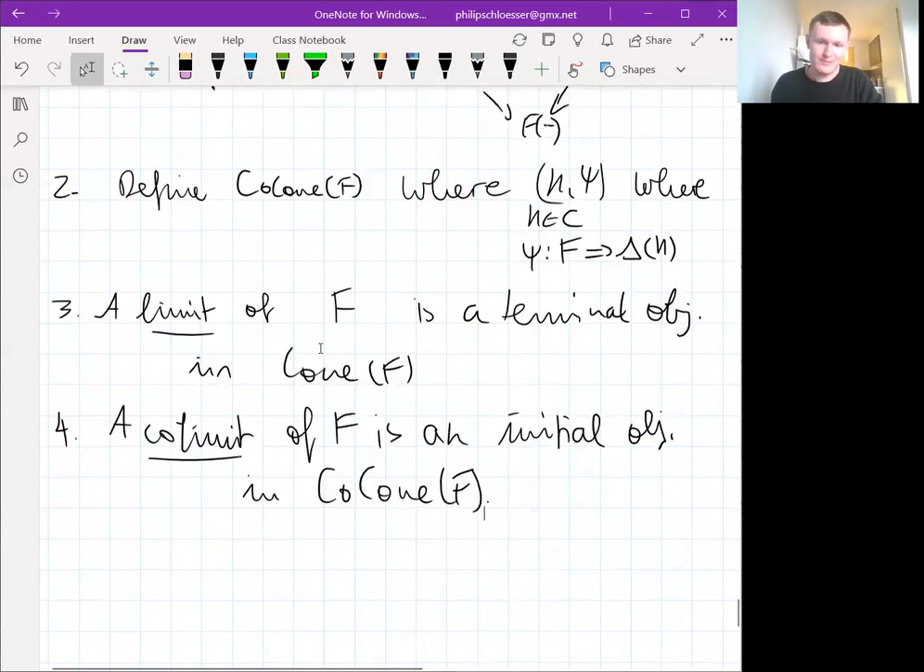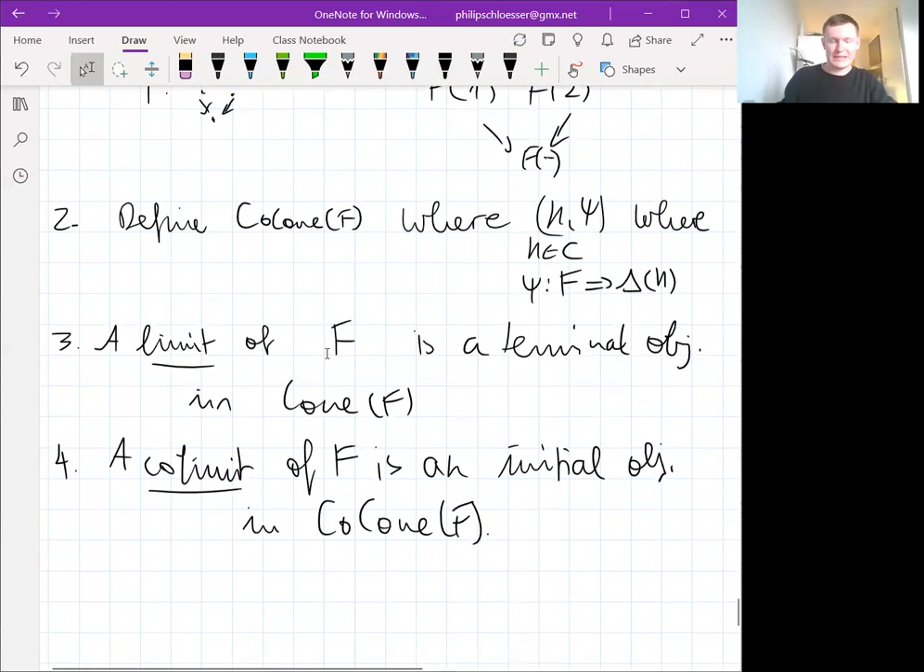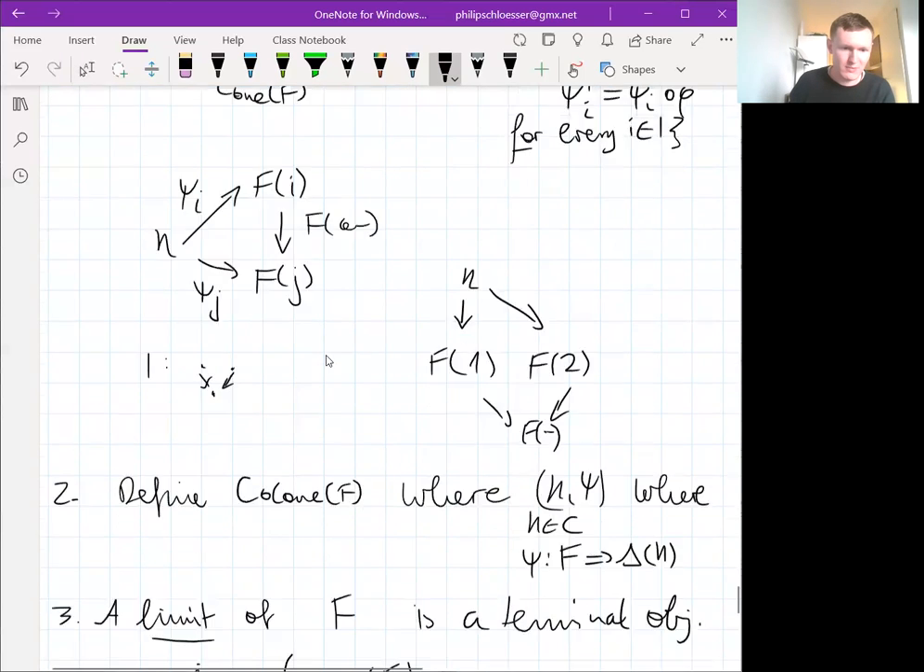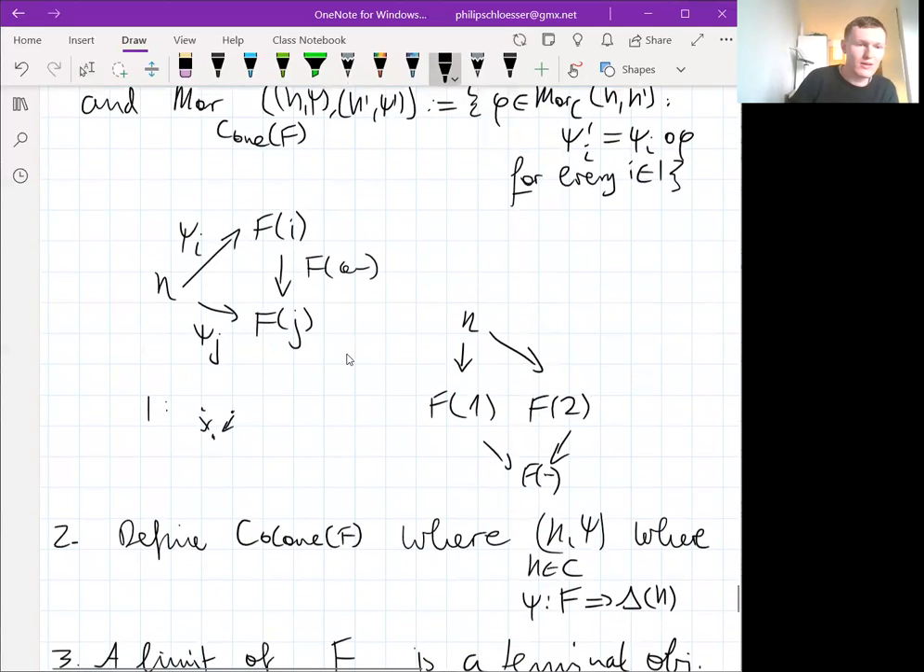So what does that mean? Well, on the surface of it, limit means it is sort of the universal cone. If we have any other cone, so any other thing that maps to our diagram in this way here, then there is a unique morphism. So if we have another n tilde that also maps in this way, then we have a unique morphism from n tilde to n.